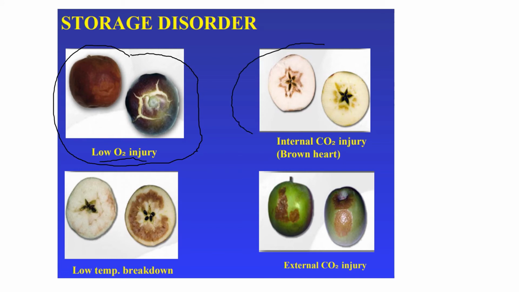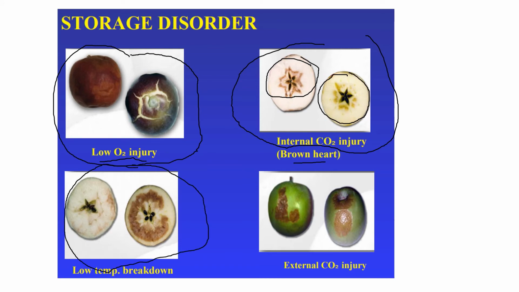We have internal CO2 injury, so it's the brown heart. These are certain fruits where you can see this type of injury, which is known as brown heart. We have low temperature breakdown, so due to less appropriate temperatures provided to the food, we have low temperature breakdown. We have external CO2 injury. We talked about the internal one, now we have the external one. So you can see the fruit and you can observe the disorder accordingly.